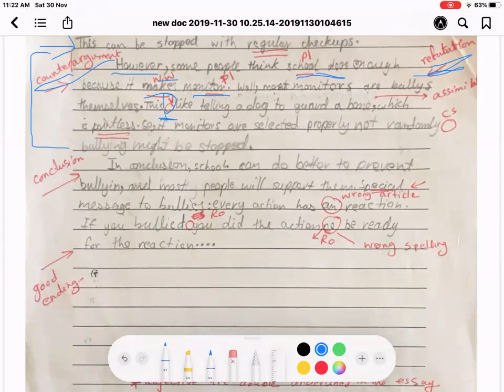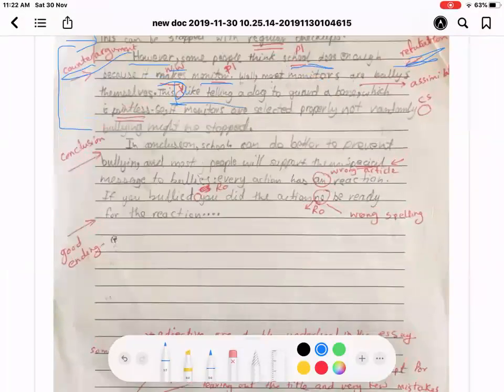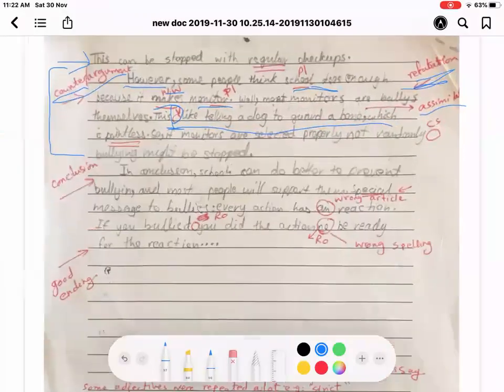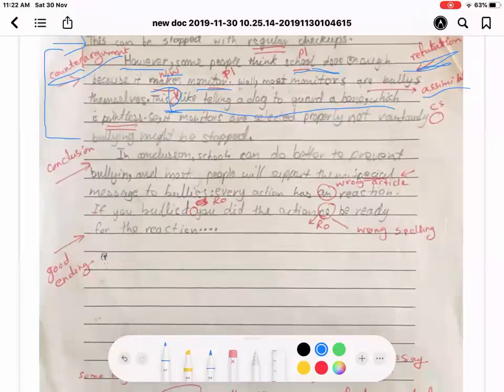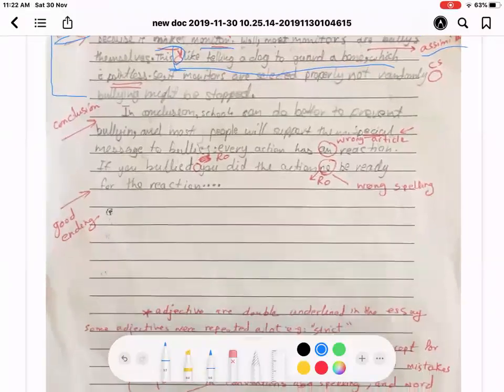So last sentence, and in this sentence, the one I underlined now, there is an example of assimilation, because he used the word like or as here. Last sentence in the counter argument. So if monitors are selected properly, not randomly, bullying might be stopped. Again, he's connecting to the thesis statement.